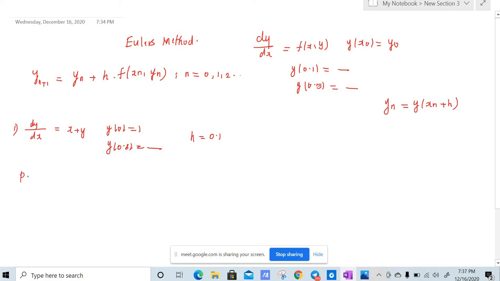So first put n is equal to 0 in equation number 1, the formula for Euler's method. If n is equal to 0, this will be y1 is equal to y naught plus 0.1 into f of x naught comma y naught. Y of x naught is equal to y naught, and y naught is 1 here. So 1 plus 0.1 into f of x naught comma y naught.